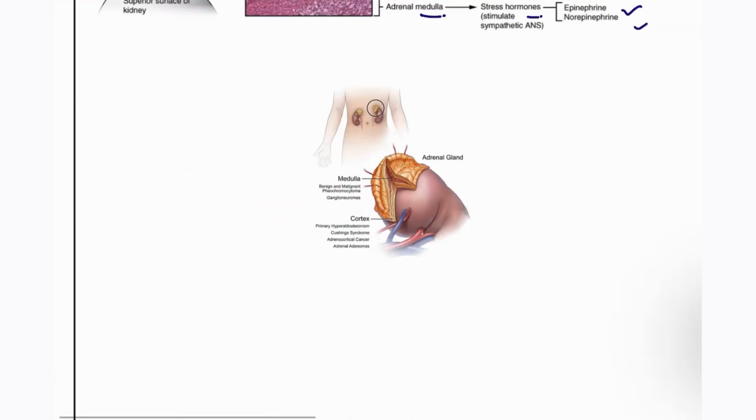Next, we will see the diseases, guys. What are the diseases associated with this condition? First, we will see the medulla. With the medulla, you are going to have the condition known as pheochromocytoma.